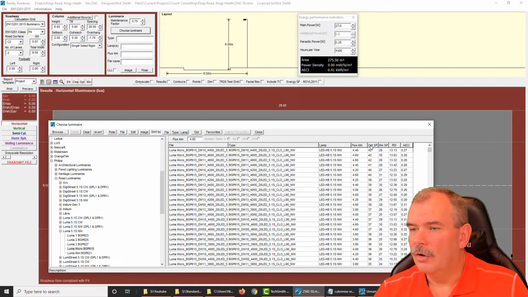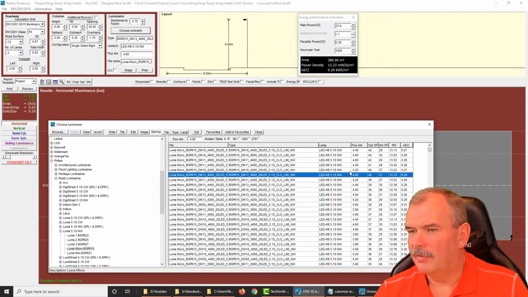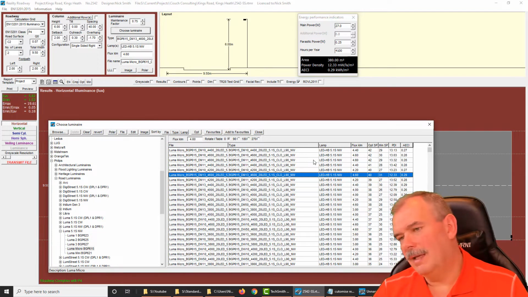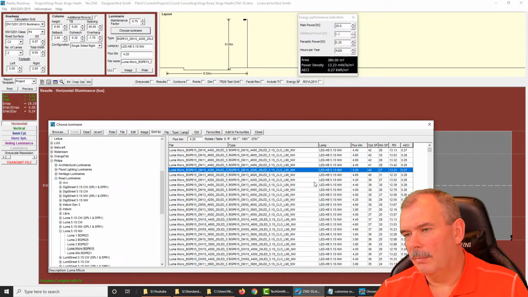What I tend to do is I will look for a particular spacing that I'm looking for, so there might be a specific value that I'm more inclined to go with, and then it may be that the power density allows you to make a more informed decision as to the one to use. So I would probably go with that one.